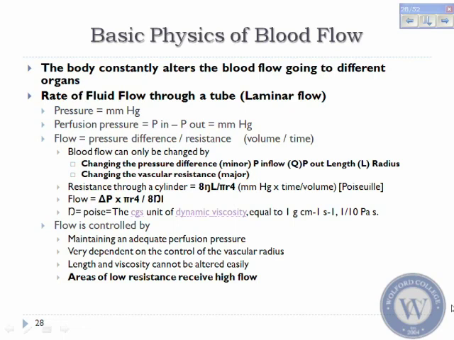It's very dependent on the control of the vascular radius. The length and viscosity cannot be altered very easily in the human body, but it does occasionally occur, not so much the length, but the viscosity. When somebody begins to hemorrhage, viscosity drops normally, okay, because you're usually giving that person crystalloid, so that person's viscosity drops off. If you begin to give the person a lot of blood products, especially without diluting out your red blood cells, you will notice that your viscosity increases and actually can cause a decrease in flow. Areas of low resistance receive usually high flow.